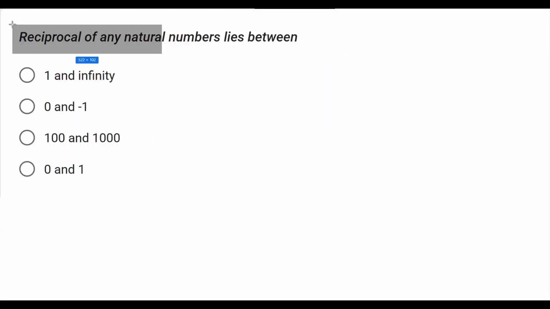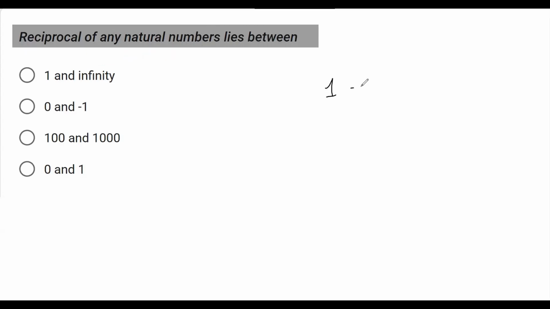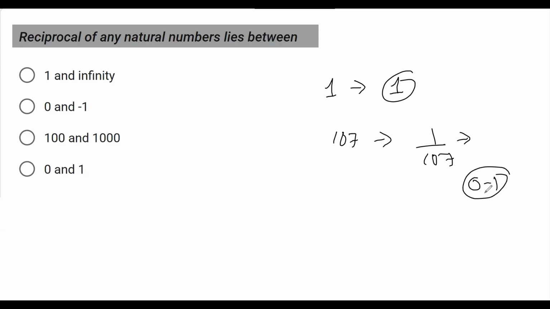The question here is the reciprocal of any natural number. So let's say if I take the smallest natural number, its reciprocal is what? The number itself, which is 1. And if I take a big number, let's say if I write 107, its reciprocal is what? 1 over 107, which is a proper fraction. It should lie between 0 to 1.